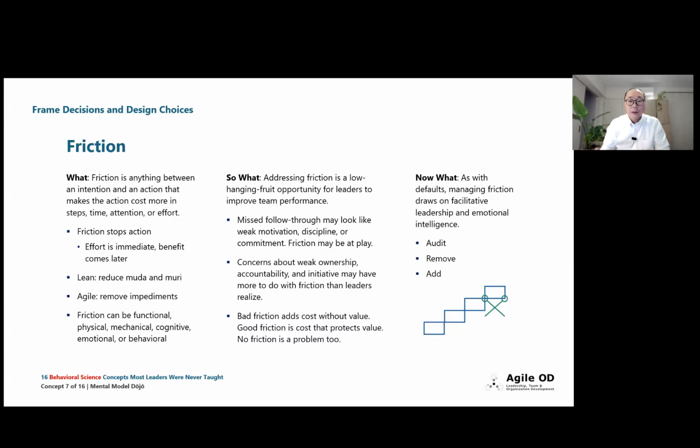Clarify roles and ownership. Reduce unnecessary handoffs and challenge controls that have outlived their purpose. Third, add. Introduce friction deliberately where slowing down or pausing adds value through inspection and better decision making. Every added step should have a purpose that can be explained out loud to the person paying the cost.